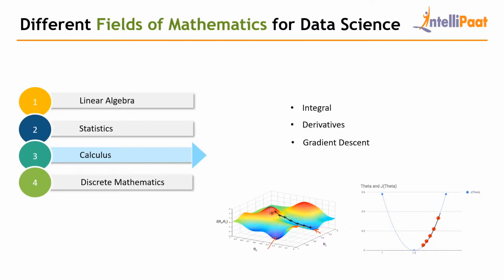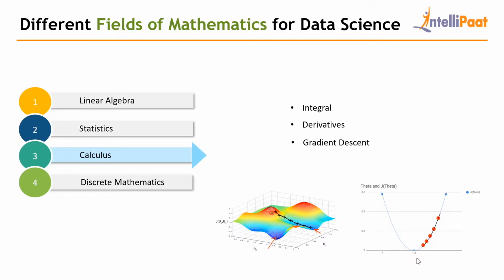Then if I talk about gradient descent, it is an optimization algorithm or a technique which is mainly used to find the minimum of a function. So in machine learning or in neural networks of deep learning, gradient descent is used to update the parameters in a model. So it basically helps us to find the best optimized solution.